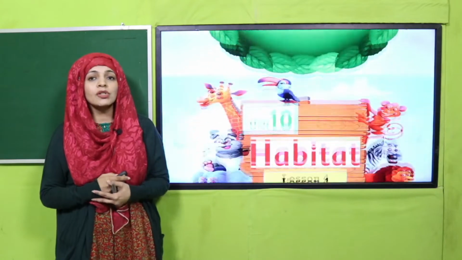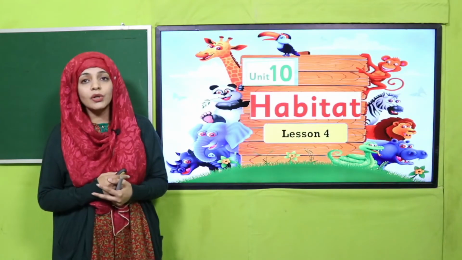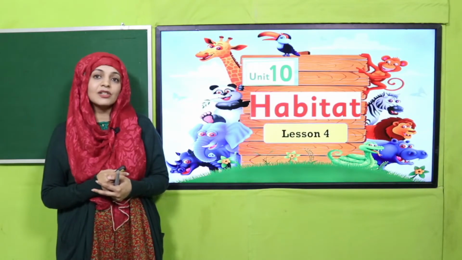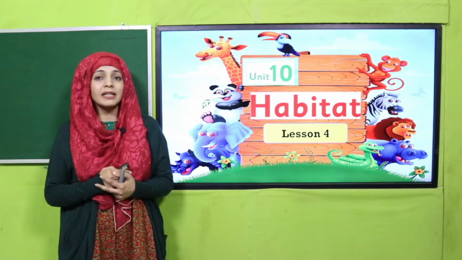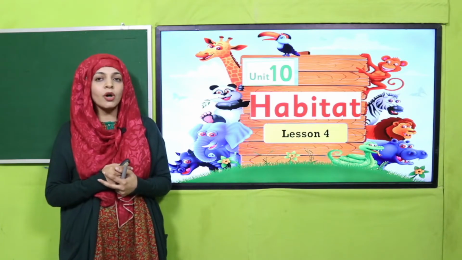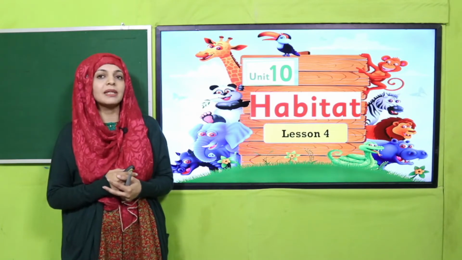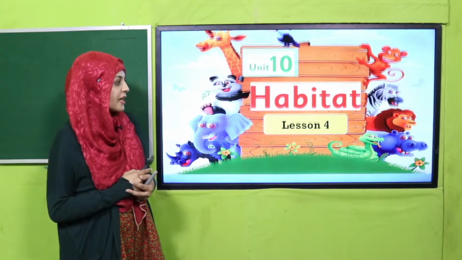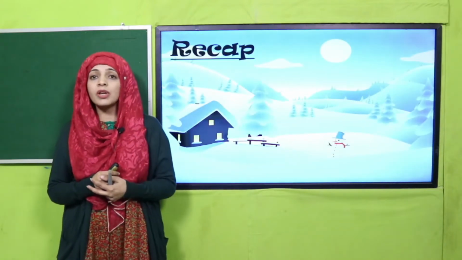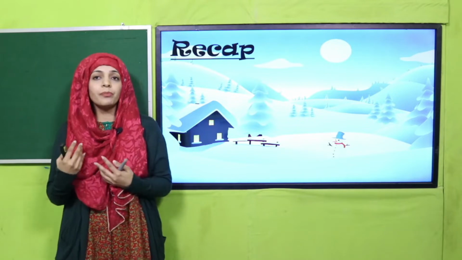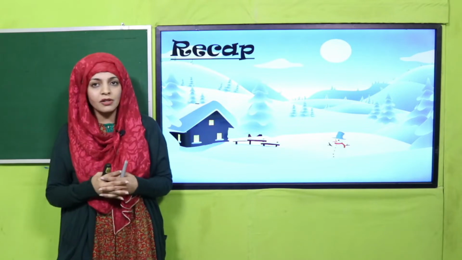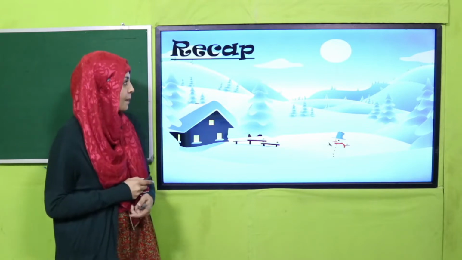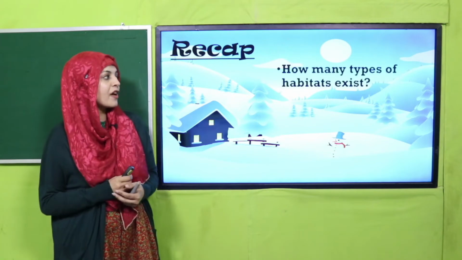My dear students, as you know, we are on unit number 10, Habitat, and today is its 4th lesson. Quickly open your GK books and open unit number 10. First of all, we will recap what we did in the previous lesson. You have to answer a few questions. Quickly answer: how many types of habitats exist?